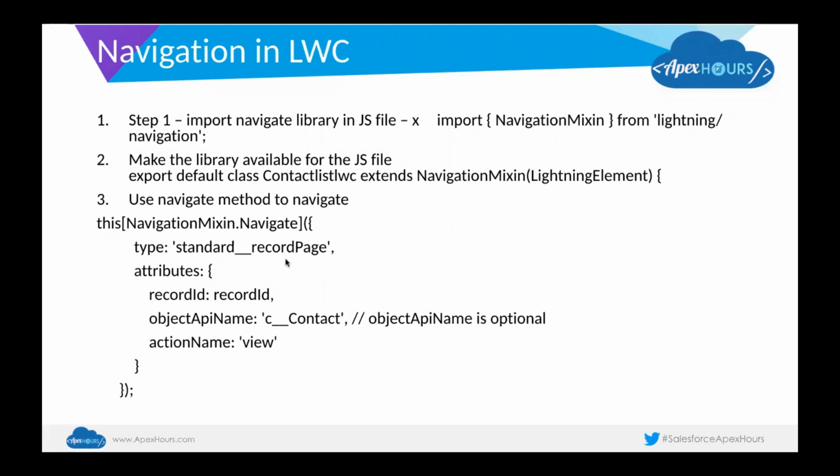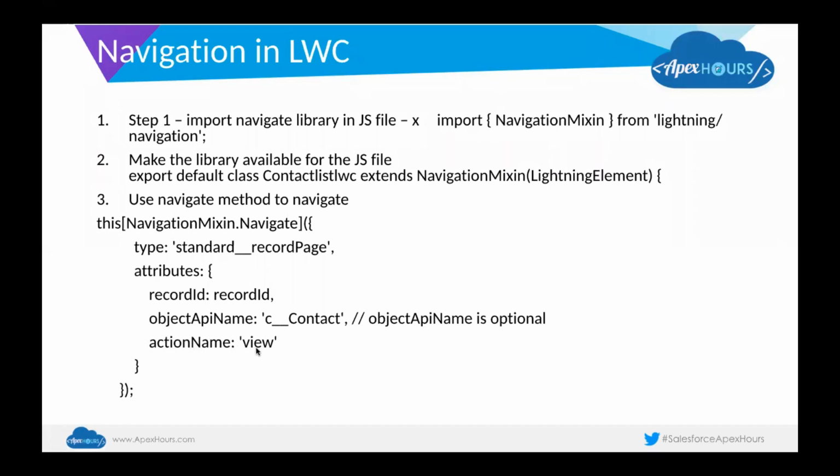So let's quickly see how we can do that. This is a very simple example of navigating to an object record detail page. Here we are saying standard record page, and we have to provide some attributes, like record ID. Obviously, if you want to navigate to the detail page of any record, we have to use record ID. We are going to hard code it here for now. Object API name is optional, because if you have got record ID, it is going to fetch the object from the backend. And this action name we need to set here.